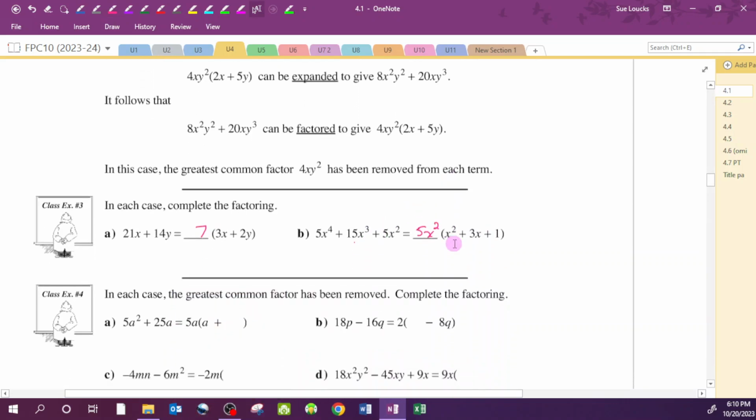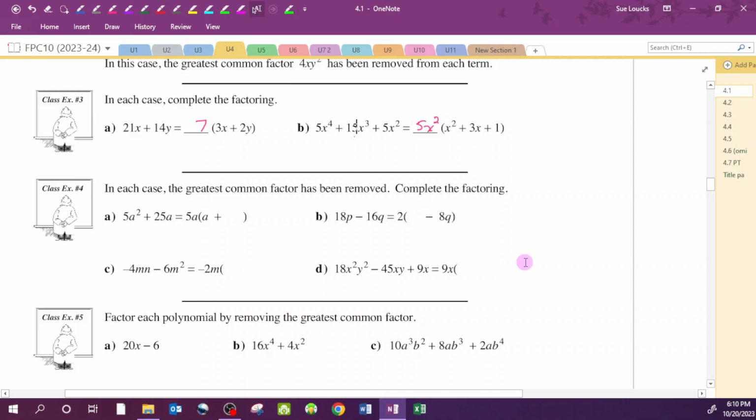Awesome. Next example. This time, we're just showing you this in different ways, so you're coming at the question in a different way. It says to finish this. So this time, they're telling us they're factoring out the 5a. 5a times a is 5a squared. 5a times what equals 25a? Well, 5a times 5 equals 25a. So there you go. That's it factored. In example B, we factored out a 2. 2 times what equals 18p? 9p. 2 times negative 8q is going to be negative 16q.